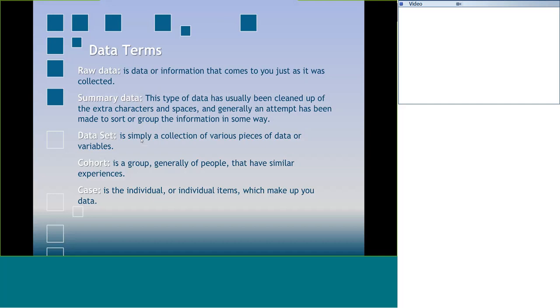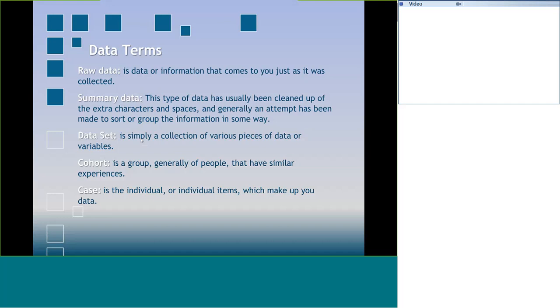Next, we have summary data. This type of data has usually been cleaned up of the extra characters and spaces, and generally an attempt has been made to sort or group the information in some way. A challenge with using summary data is that although it is much easier to work with, you are starting out with data that has been organized based on someone else's goals. This may work either for or against you in your analysis.